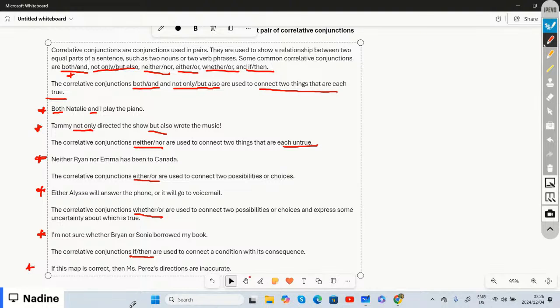Neither nor is used to connect things that are each untrue. Both of the things that are connected are untrue. Either or connects possibilities or choices. It's either this or that. Whether or is also used for choices and possibilities, as well as to express some uncertainty about which is true. And lastly, we have if then, which connects a condition with its consequence.